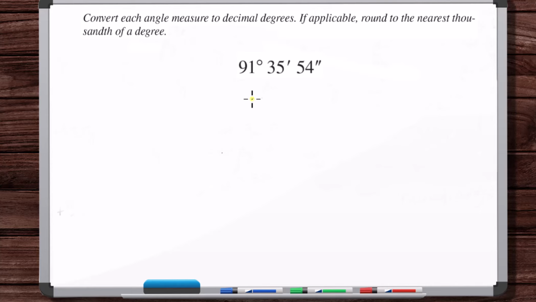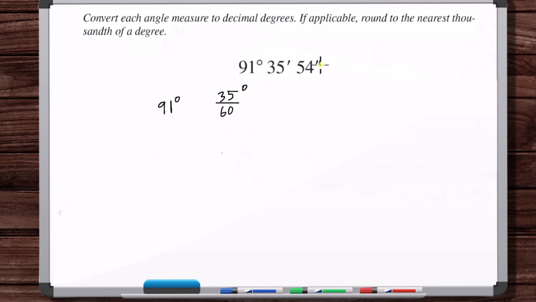Okay, so we've got 91 degrees, and we could do that plus idea here, and that'd be fine. But I want to get away from that. So, all right, minutes. How many degrees is that? 35 minutes, that's 35 divided by 60 degrees.